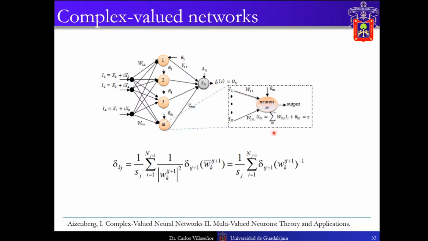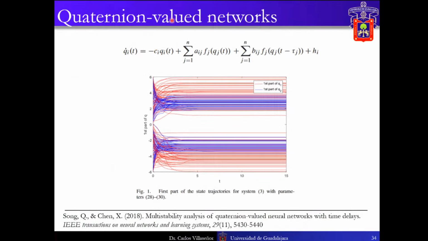And we can also change complex numbers to other hypercomplex numbers. For example, we can have networks where each input is a quaternion. This is the architecture that we will note. They are very used in dynamical systems. For example, here is an application for multi-stability analysis, and they are very good for studying the stability of a system.